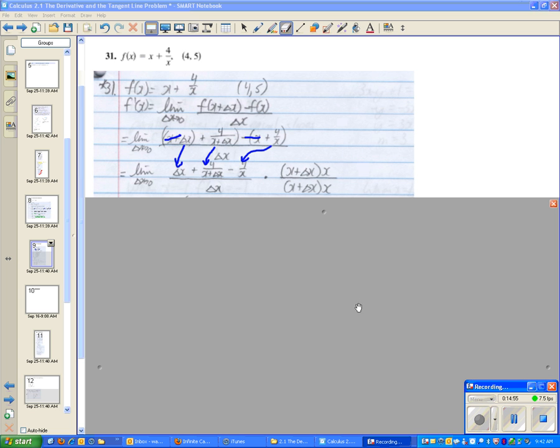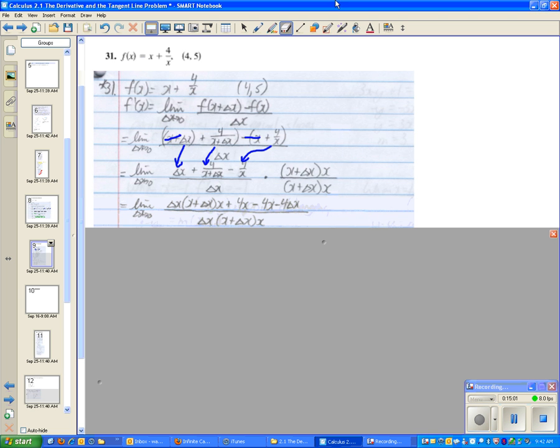All right. So here's what happens when we do this. I have to, and so do you, distribute that. I've got to multiply what I just circled times delta x. And when I do, I get delta x times what I just circled. Then I've got to multiply what I have circled times 4 over x plus delta x.